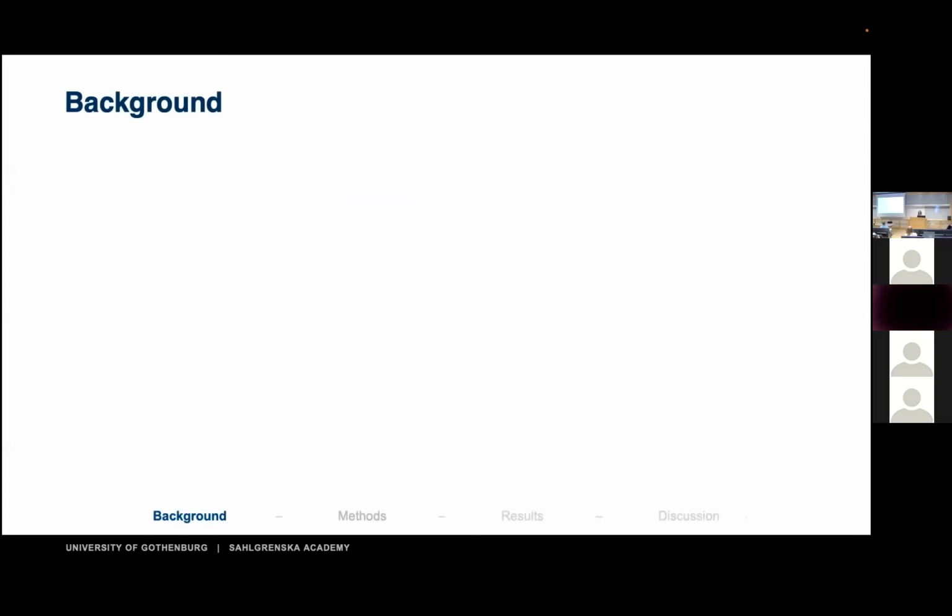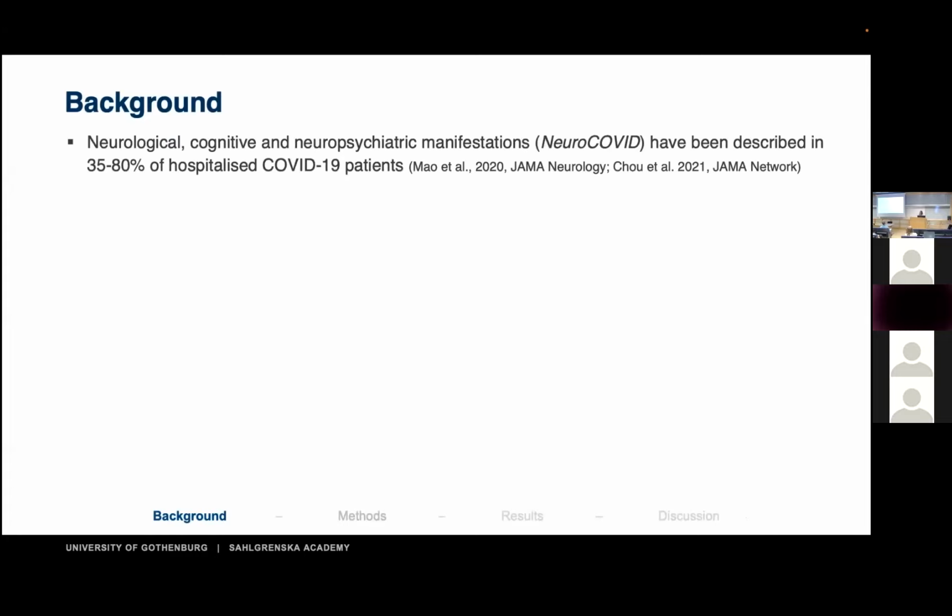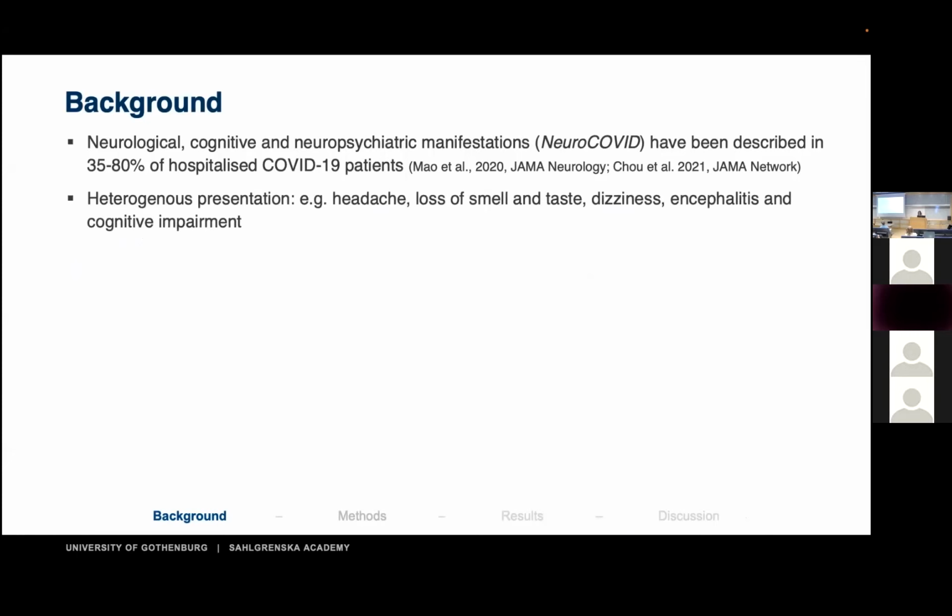I think it's pretty safe to say that COVID-19 doesn't need much of an introduction anymore. So what is known is that neurological, cognitive, and neuropsychiatric manifestations have been described in a large proportion of patients. This can also be referred to as neuroCOVID, which has a heterogeneous presentation. Although the underlying pathology remains largely unknown, volumetric brain changes have been reported, including in MTL subregions.